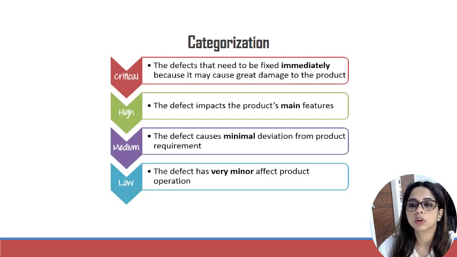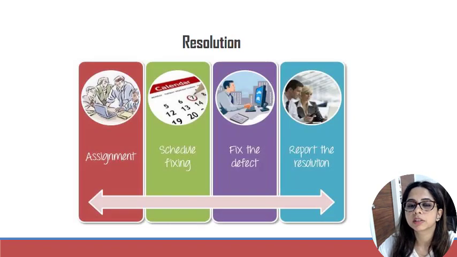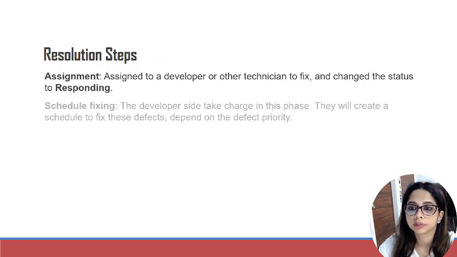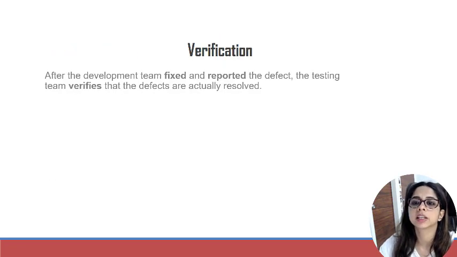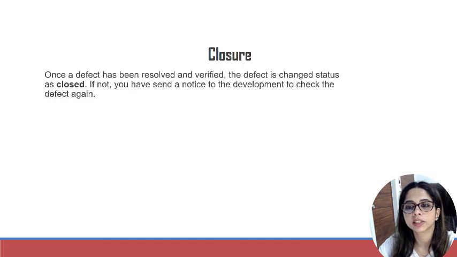Then you have to also mark that it is critical, high, medium, low, and then the person will be assigned, of course, and then he will be scheduling a fix. So he will be marking that, okay, fine, I'll be able to do the fix by so and so date. He will fix the defect and he will mark that, okay, these have been fixed, now you can retest it. So you will be retesting it, and after retesting you'll be closing it, and then you will be reporting it.